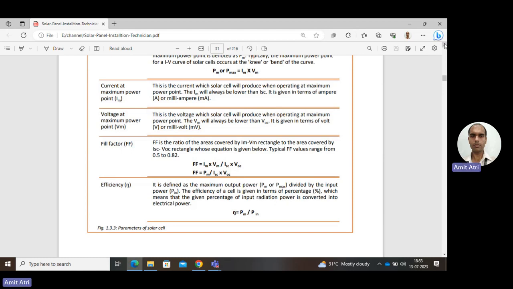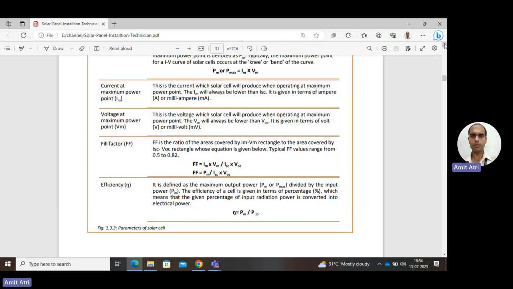So what is fill factor? It is the ratio of the area covered by the Im Vm rectangle, the first inner one, to the area covered by the Isc Voc rectangle, short circuit current and open circuit voltage, that is the outer rectangle. The numerator Vm into Im is less, so the value of fill factor is less than 1.